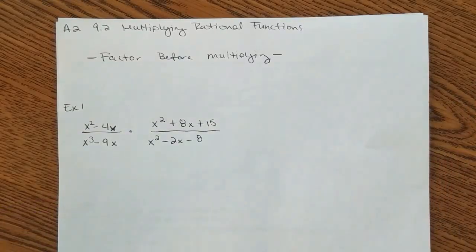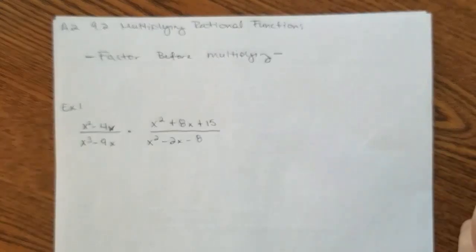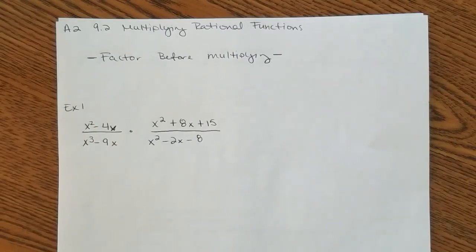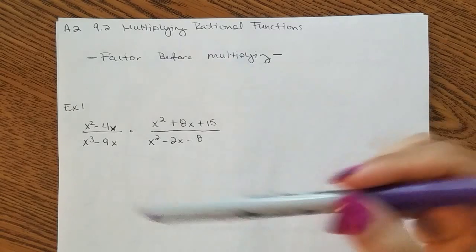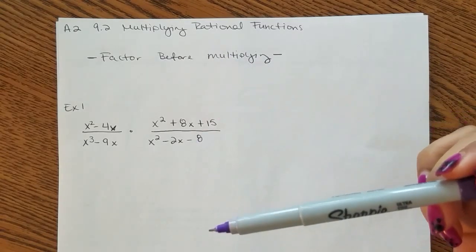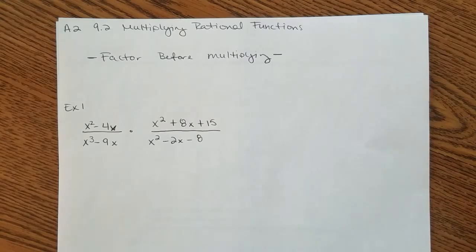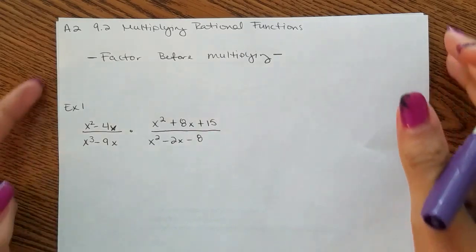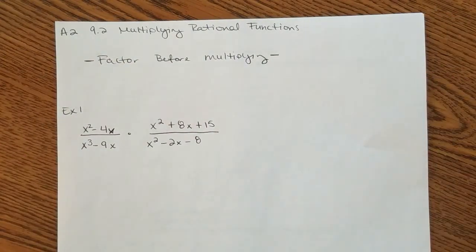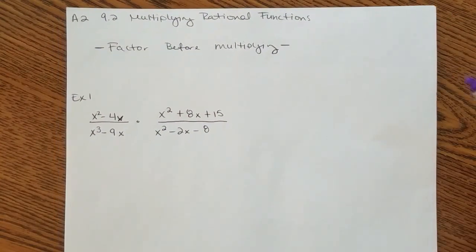All right, guys, I'm going to go over multiplying rational functions. So we're going to do section 9.2 and 9.3 together. This is 9.2. If you understand it, go ahead and watch the 9.3 video, which is on dividing, because the homeworks will be combined. You're not going to have one for multiplying and one for dividing. So you want to just go ahead and watch the next video on 9.3.